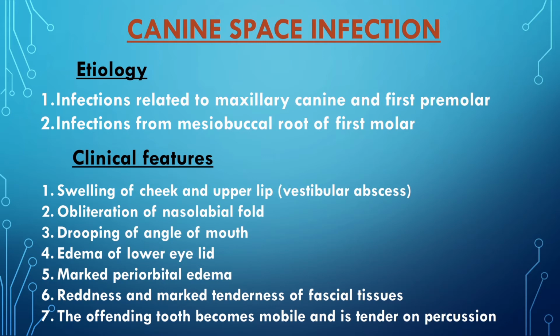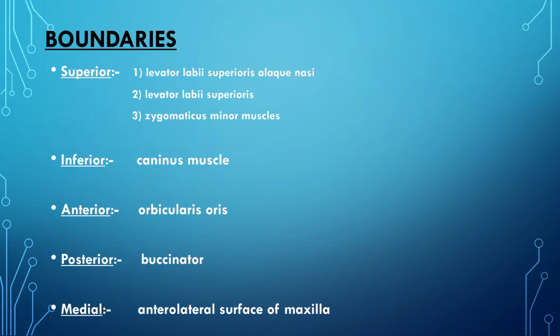An important point under every space infection is its boundaries. It is important to study and understand the boundaries of each space. In the case of the canine space, there are 5 boundaries: superior, inferior, anterior, posterior, and medial. There is only one bony boundary around this canine space, that is on its medial side. On the medial side, the canine space is bounded by the anterolateral surface of the maxilla, while the other sides, which include the superior, inferior, anterior and posterior, are all bounded by muscles.